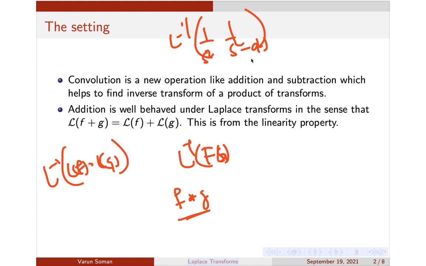Okay, so in this case you find the inverse transform of 1 by s square, that is simply t, and the inverse transform of 1 by s square minus a square, that is sinh at by a. So the inverse transform is simply the convolution of t star sinh at by a. So that is the application of convolution. So before we discuss the application, let us now try to define what do you mean by convolution.